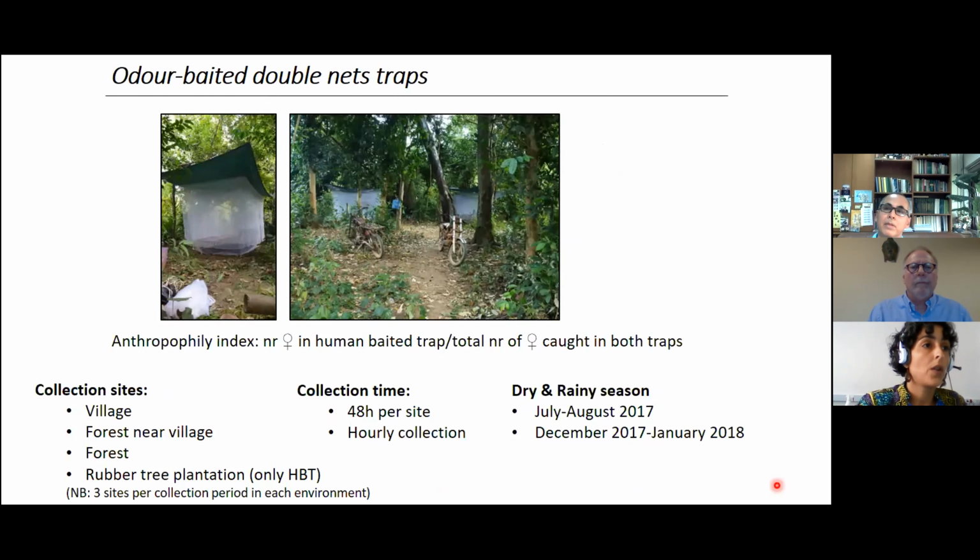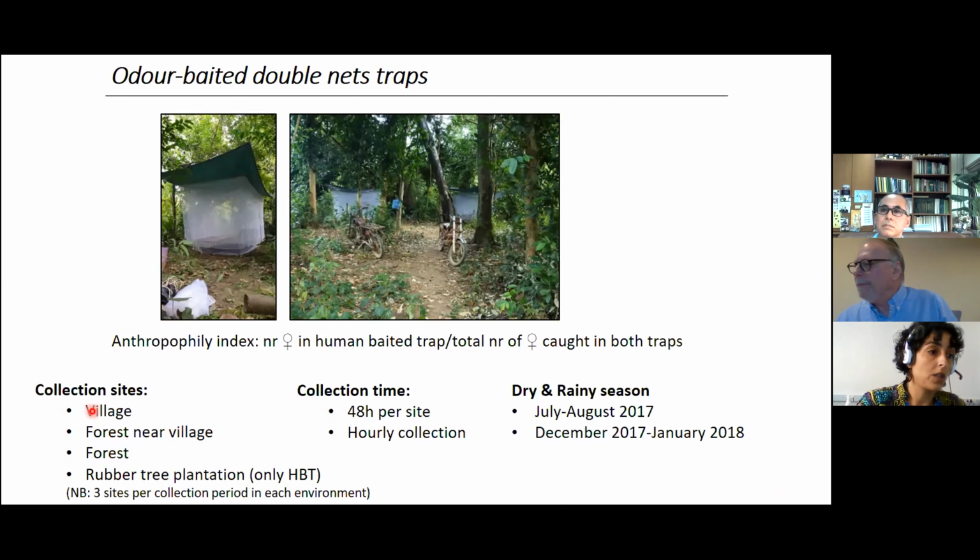And so we used a baited double net trap, which is similar to the one that Tirapap presented, with an inner net touching the ground and protecting the collectors. We put the outer net 20 centimeters above the ground and 20 centimeters away from the inner net. Mosquitoes attracted to the bait would tend to fly in between the 2 nets, and we collected them every hour. We set up human and cow baited nets side by side, because we are interested in better understanding the host preferences of the different mosquitoes collected.